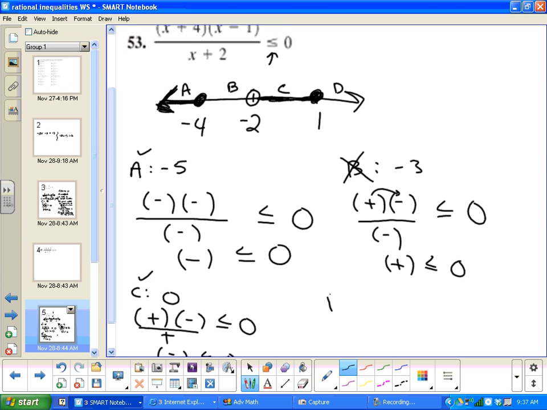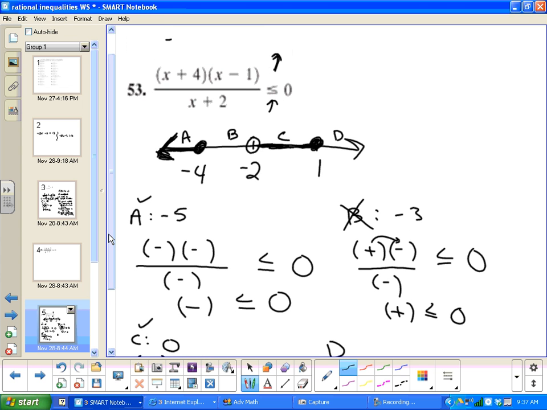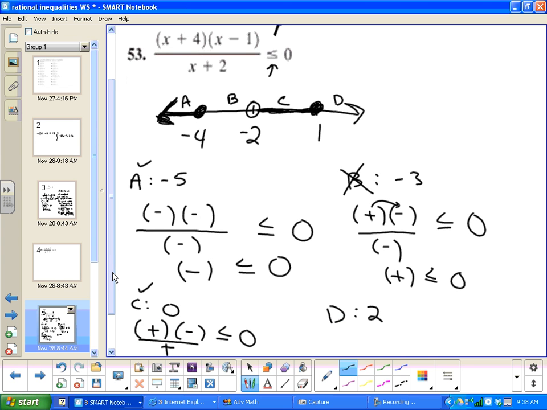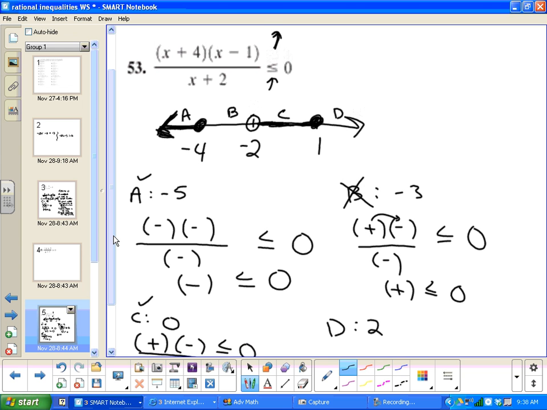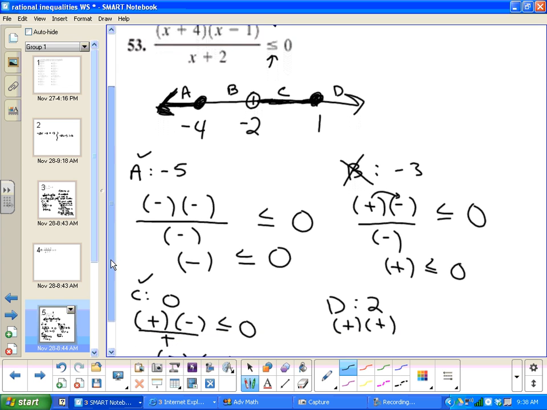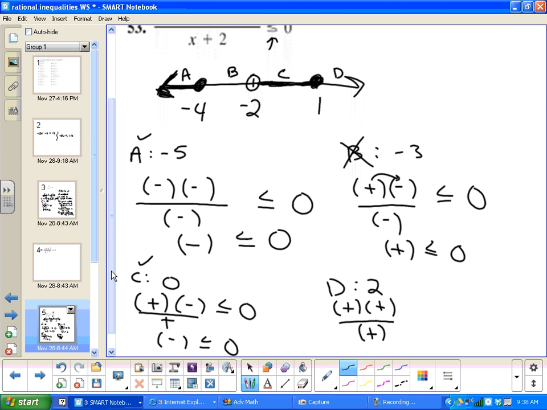All right, so part D, that's numbers on the right side of 1 would be 2, 3, whatever. Okay, let's just do 2. I always try to pick the smaller number if I can. All right, so plug in 2. 2 plus 4 would be positive. Okay, 2 minus 1 would be positive. And then 2 plus 2 would be positive. Okay, that's supposed to be less than or equal to 0. Now, that's just a bunch of positive signs, so that's going to be positive. So is a positive less than or equal to 0? No. So D doesn't work.